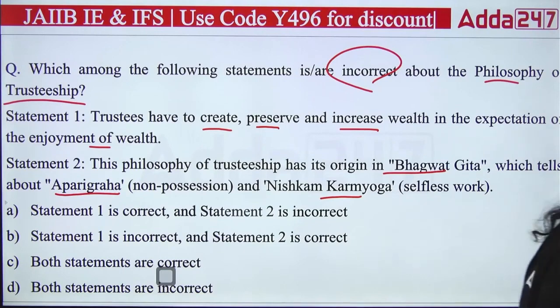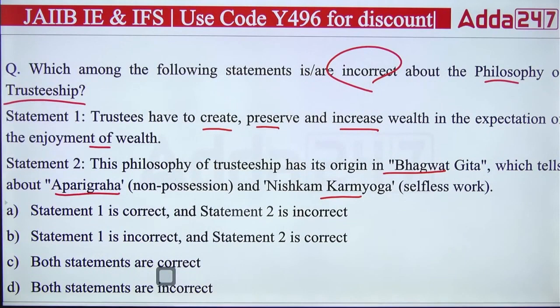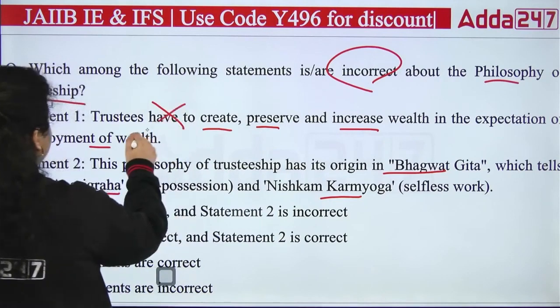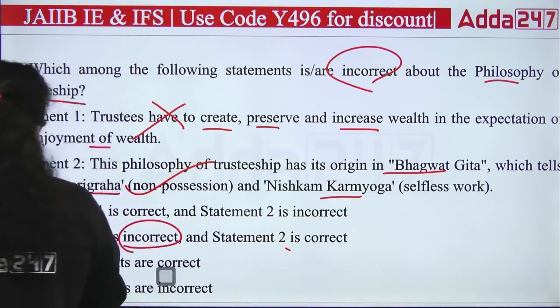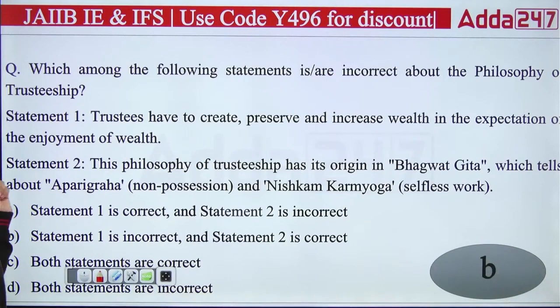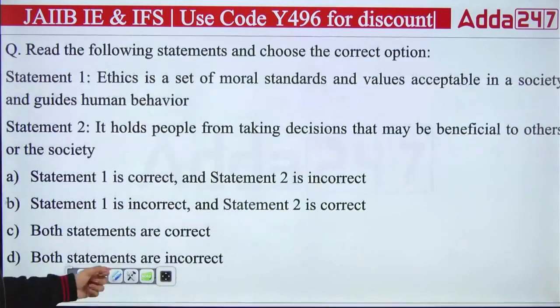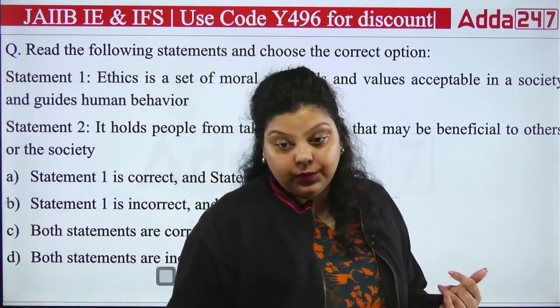Okay, so right answer here will be, if you talk about the first statement, that is saying that you have to do that to get the enjoyment of wealth. This is not true, but the second is true. So right answer is statement 1 incorrect, second is correct. So right answer will be B. Trustees are not creating, preserving or increasing wealth in expectation of enjoyment of the wealth. Their origin is true, but the enjoyment of wealth is not the reason behind working.